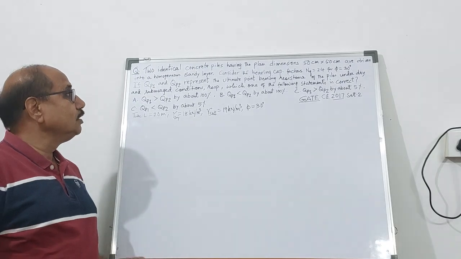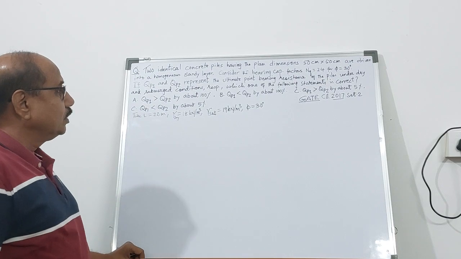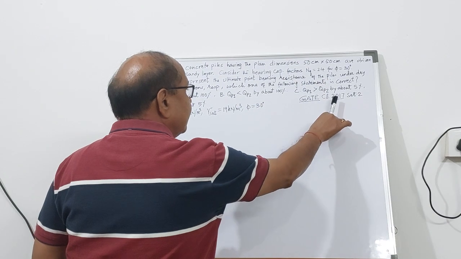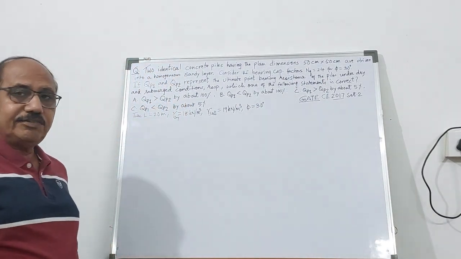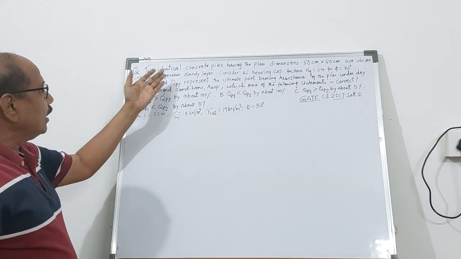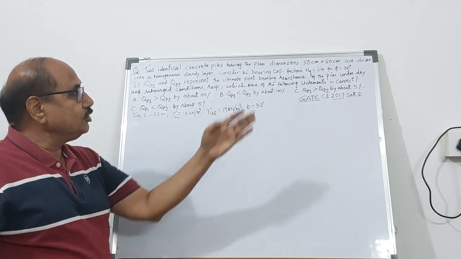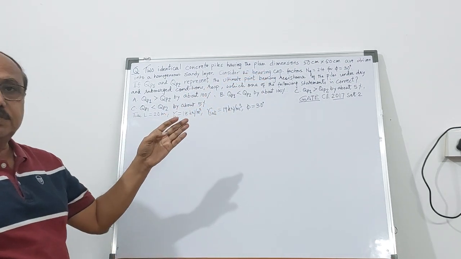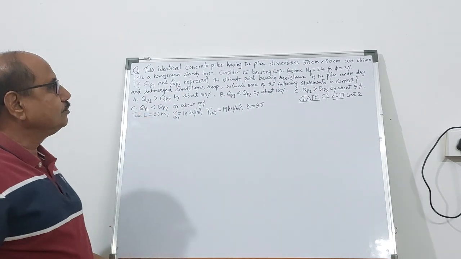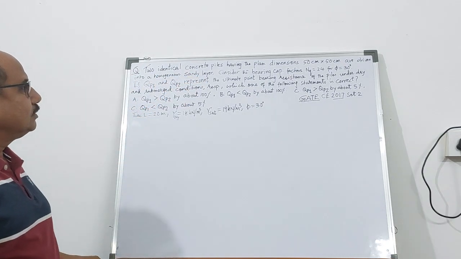Hello everyone. This is the problem on pile foundation, and it was asked in GATE 2017. Let us look at the problem. Two identical concrete piles having plan dimension 50 centimeter by 50 centimeter. That means it is a square in cross section, are driven into a homogeneous sandy layer.